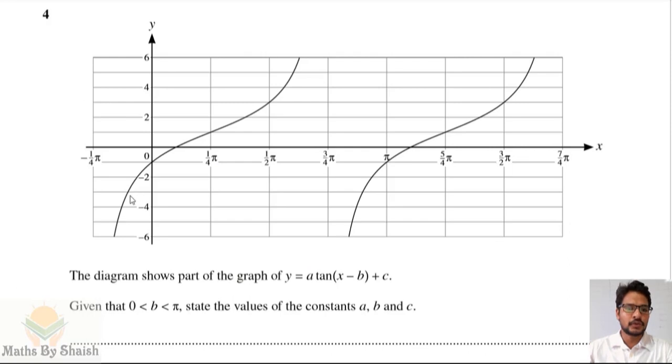And here's the fourth question. The diagram shows part of the graph of y equals a tan x minus b plus c.